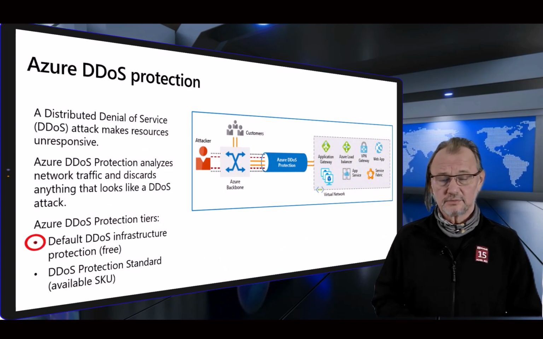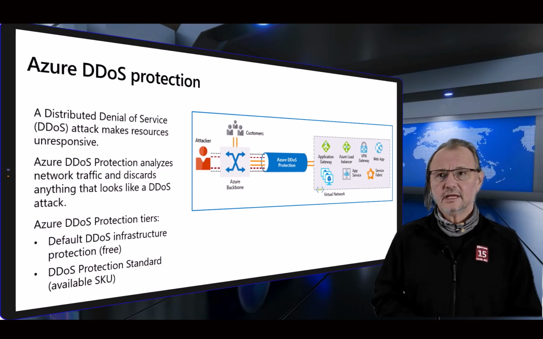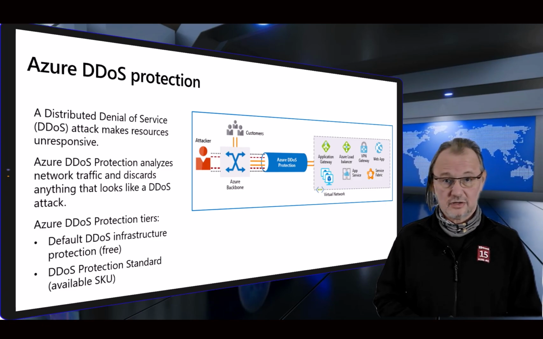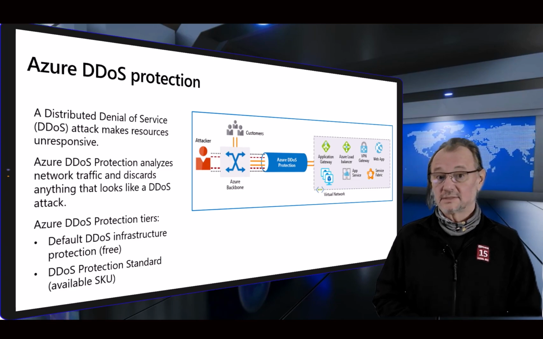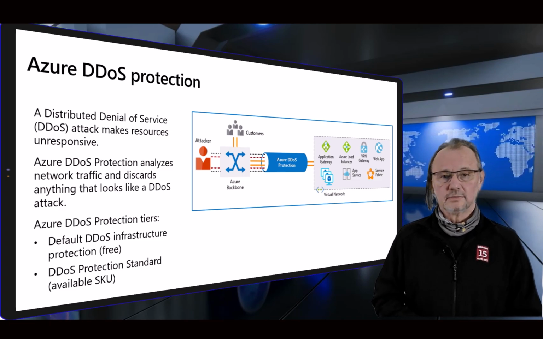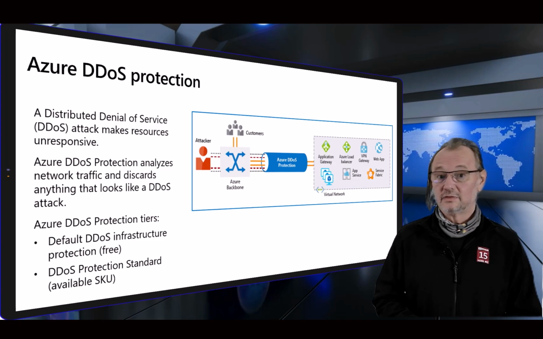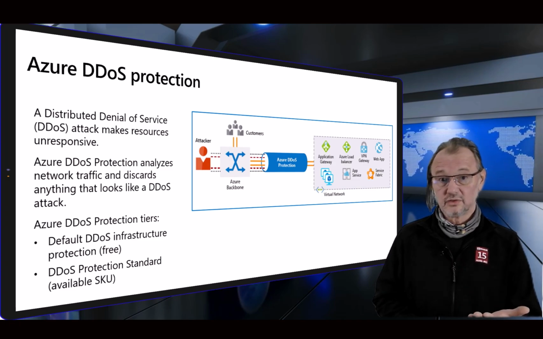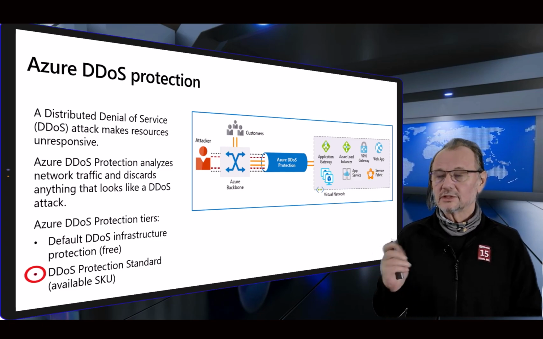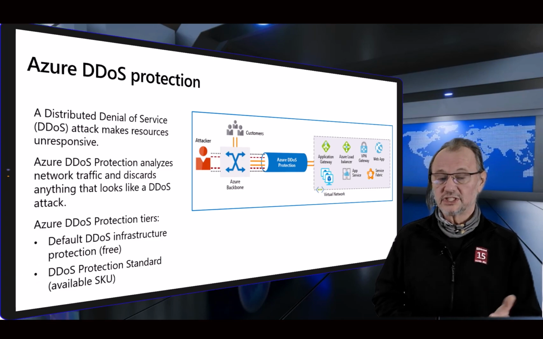Default DDoS infrastructure protection, previously referred to as basic. The basic service tier is automatically enabled for every property on Azure at no extra cost. As part of the Azure platform, always-on traffic monitoring and real-time mitigation of common network-level attacks provide the same defenses that Microsoft Online Services use. Azure Global Network is used to distribute and mitigate traffic across the region.